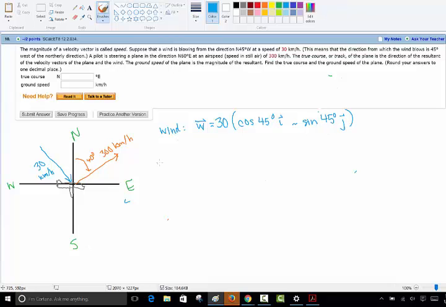And then for the plane, I'll just call it P. Although normally you would probably call this V sub W, the velocity of the wind, and you would call this V sub P, the velocity of the plane. I'm just kind of being a little bit lax in my use of vector names here. So the magnitude they tell us is 300.